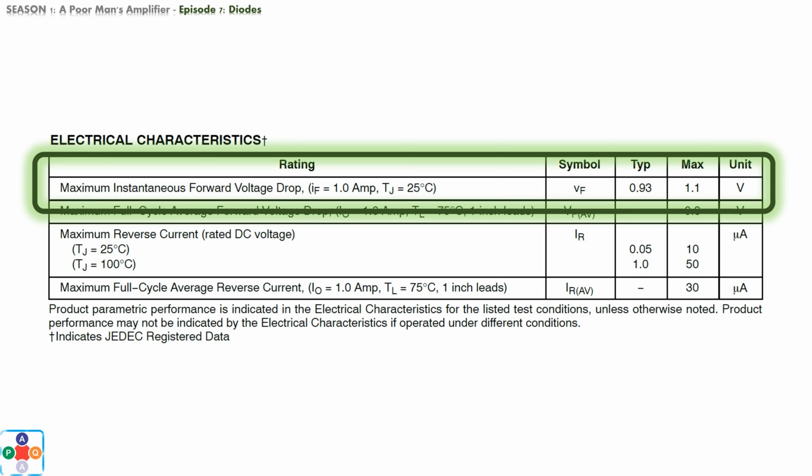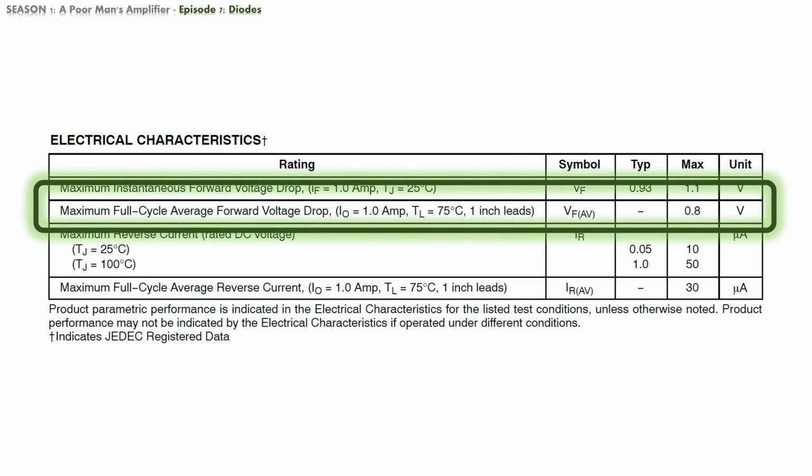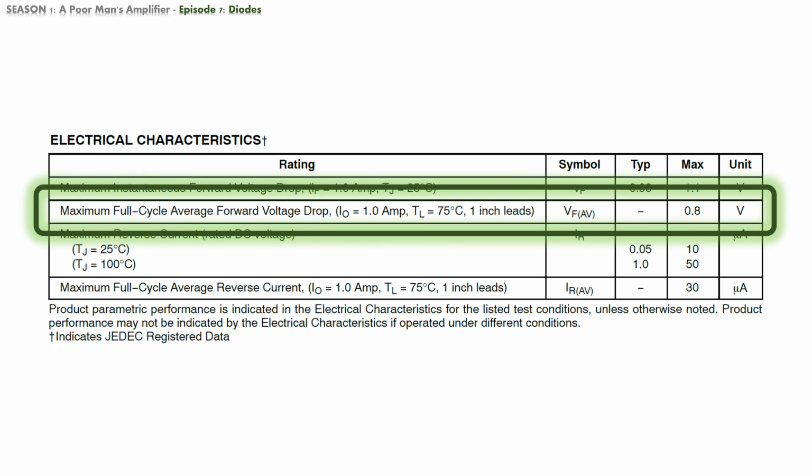In summary, when the circuit is powered on, the peak of the forward voltage drop in that instant of time will be somewhere between 0.93 on average and 1.1 volts at maximum. Next parameter is called maximum full cycle average forward voltage drop, and then some other remarks in parentheses.